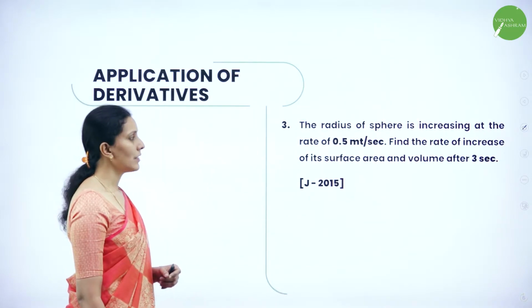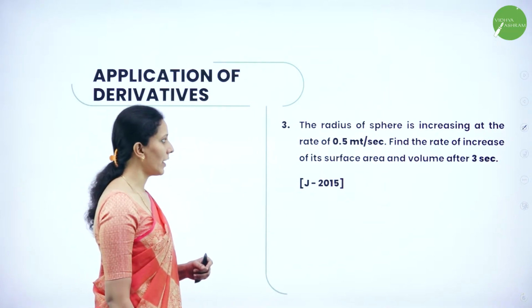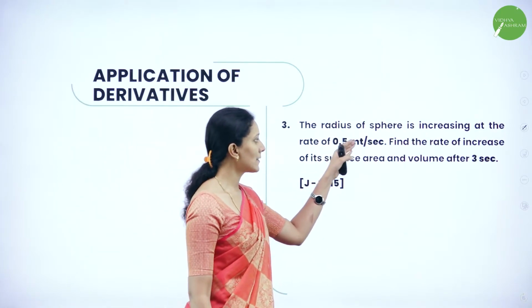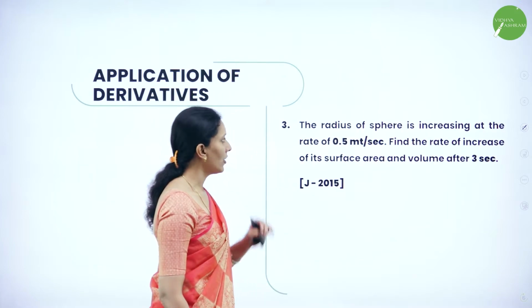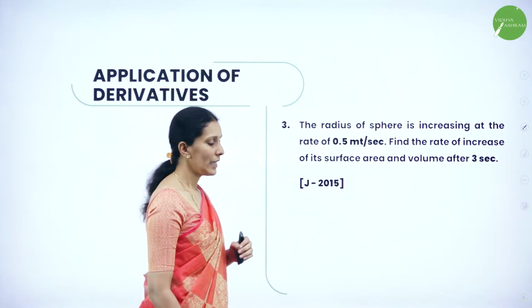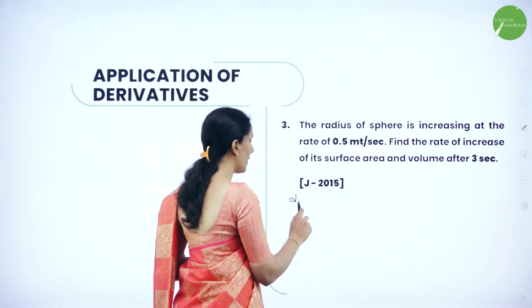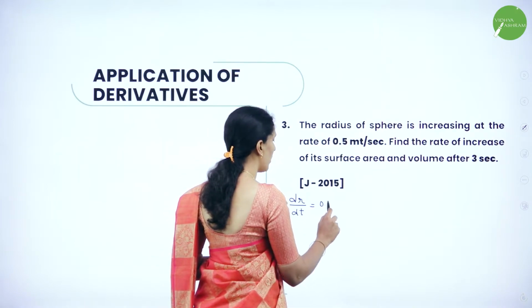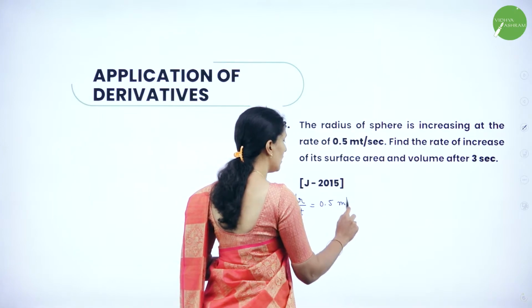Next, the radius of a sphere is increasing at the rate of 0.5 meter per second. Since they have given a distance with respect to time, the rate of change of radius is given by dr by dt. So that is given as 0.5 meter per second.